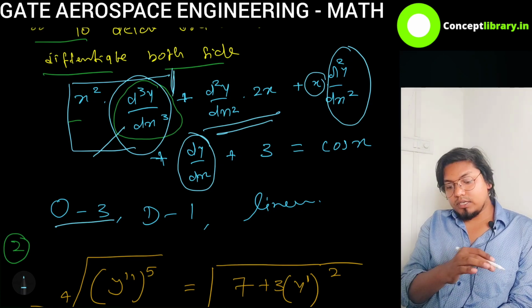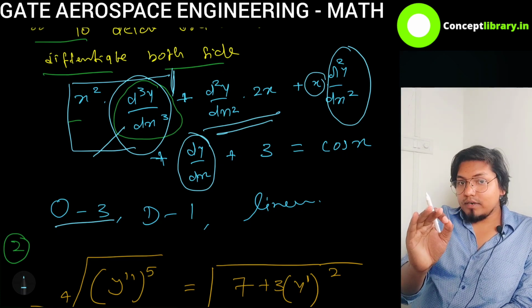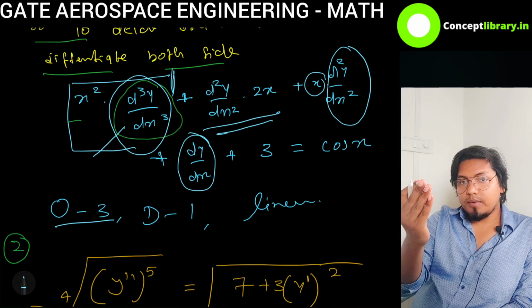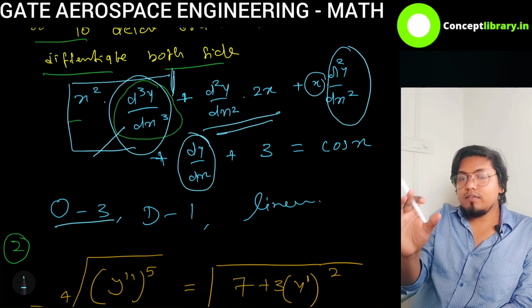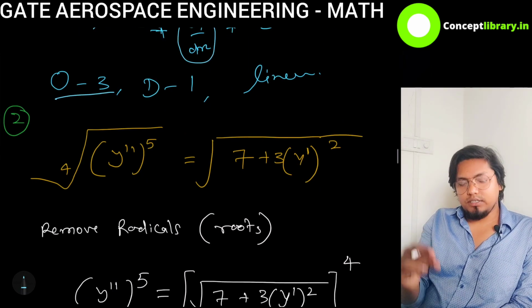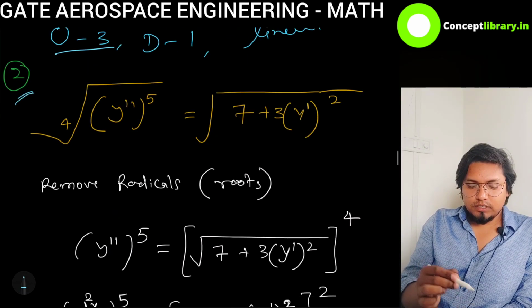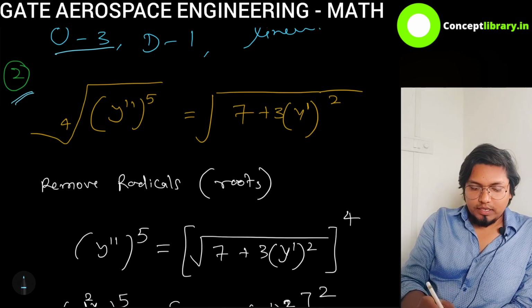Why linear? Because you check all the terms: anywhere y or any derivative, meaning dy by dx or square of dy by dx or d2y by dx square or square of d2y by dx square, any derivative is not multiplied with each other. Okay, so it is linear. Now another tough example, where you can see a radical is there, means root is there. Like you can see here, the first term, what does it mean?